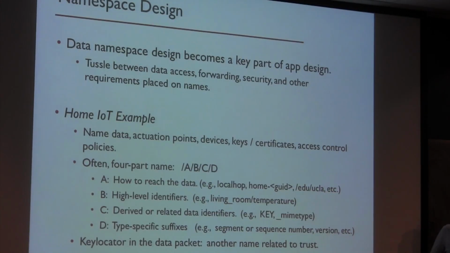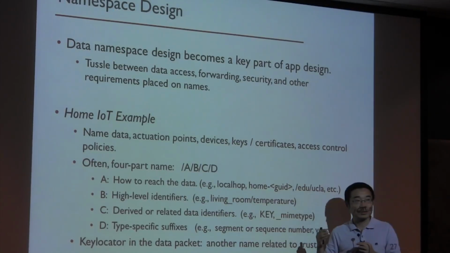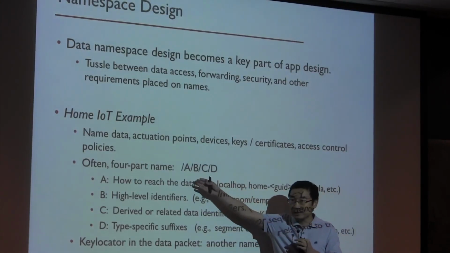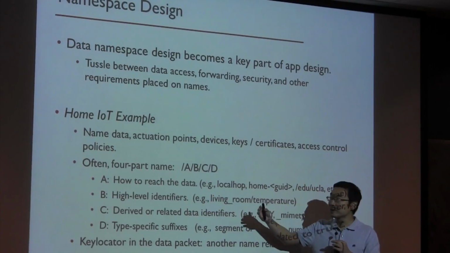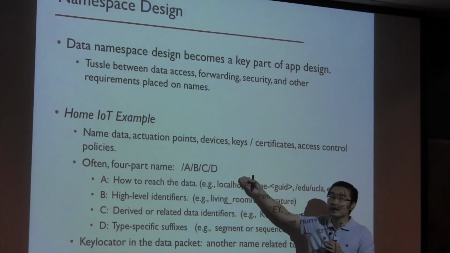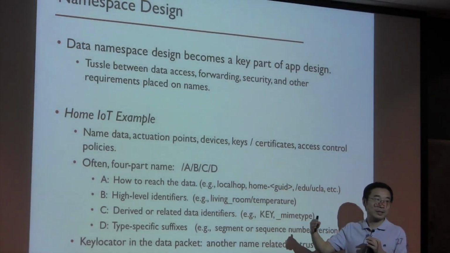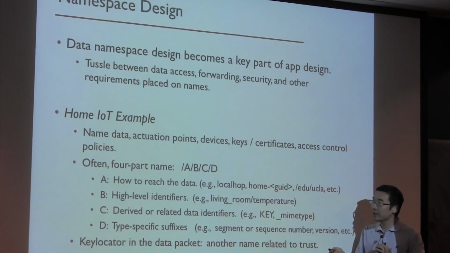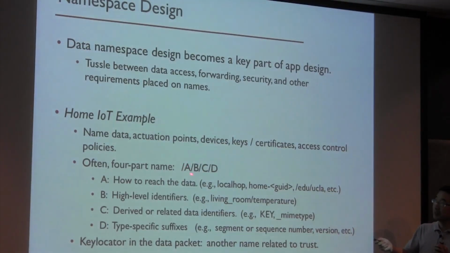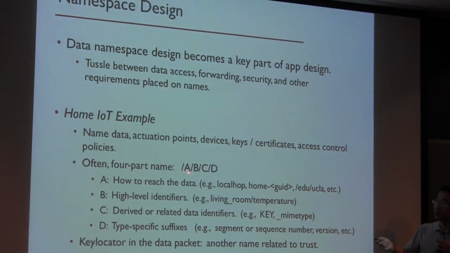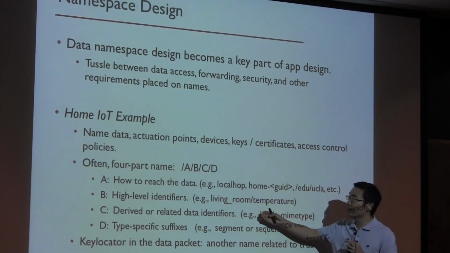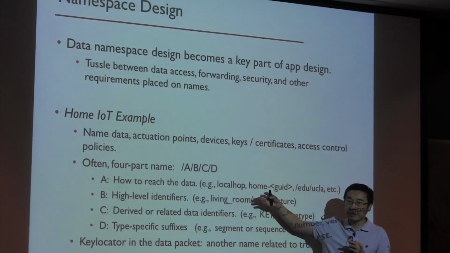Okay. For the application, the biggest thing is the namespace design. In most application design today you would design the communication protocol, but in NDN it's really about designing a namespace. Usually a namespace can have a long name with many components, and you want to put different things in it because the same name is used by both the application and the network. A common case is that you have an initial part to help direct the interest forwarding, so how to reach the data. Then a high-level identifier of the data, for example, the living room, the temperature.